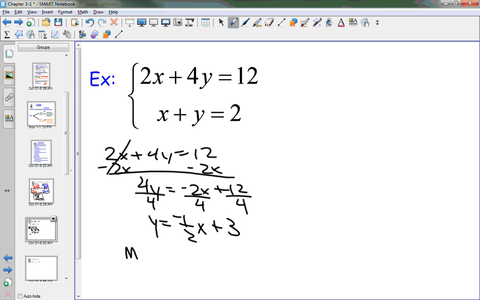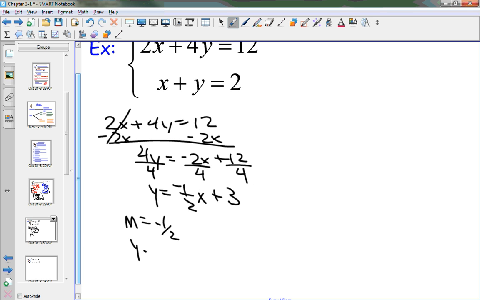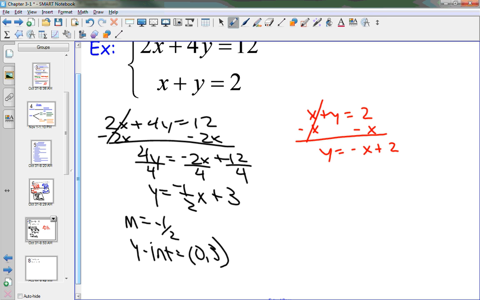What is my slope? -1/2. What is my y-intercept? 0, 3. Good job. Now I need to come up here and I need to do the next one. That one is going to be x plus y is equal to 2. So what am I going to do? Subtract x. Y is equal to -x plus 2. What's my slope? -1. What's my y-intercept? 0, 2. Now, I'm comparing my slopes. Are they the same or different?